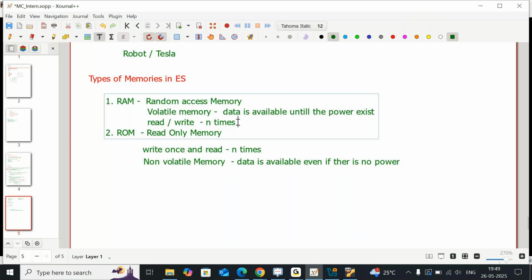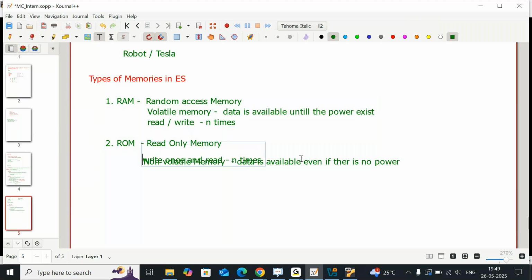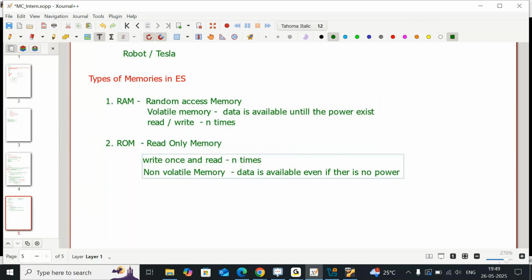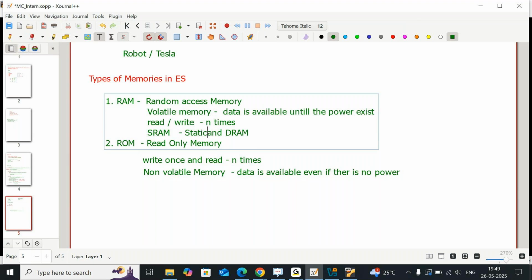Also, we have categories for RAM and ROM. SRAM and DRAM are the categories of RAM memory. SRAM stands for static random access memory and DRAM stands for dynamic RAM.